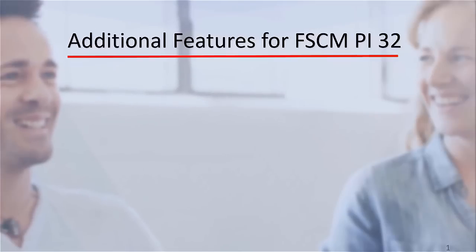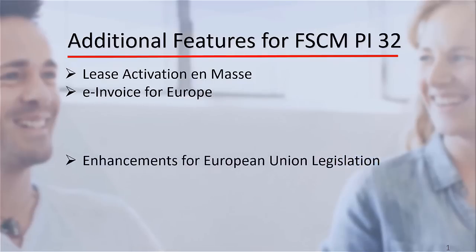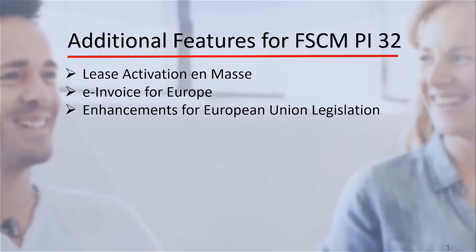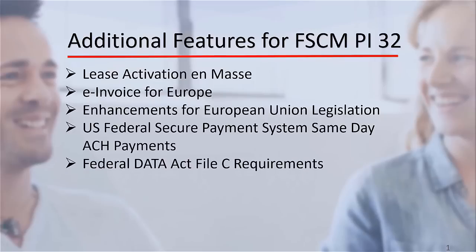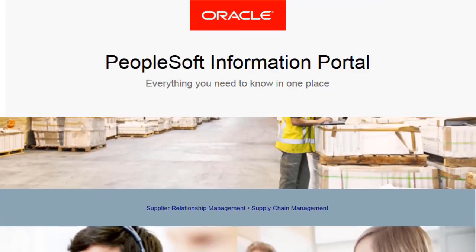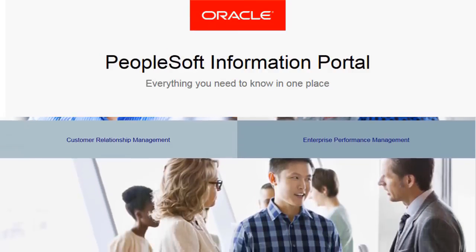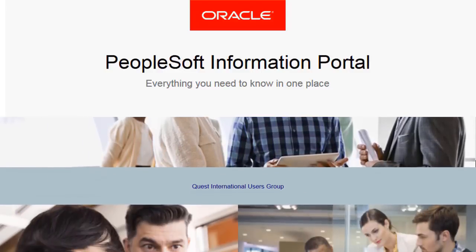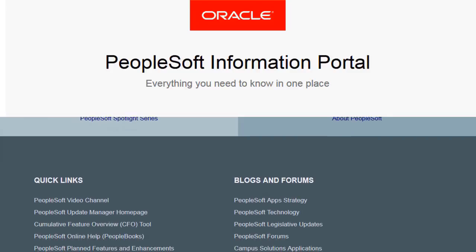Additional features also added to FSCM Image 32 include Lease activation en masse, e-invoice for Europe, enhancements for European Union legislation, U.S. Federal Secure Payment System Same-Day ACH payments, Federal DATA Act File C requirements, and Japanese Imperial Date format change. We've only shown you the highlights of the features in this PeopleSoft Update Image. For more information about these features and the other enhancements, see the CFO tool, the Update Image overview on My Oracle Support, and go to the PeopleSoft Information Portal for updates.